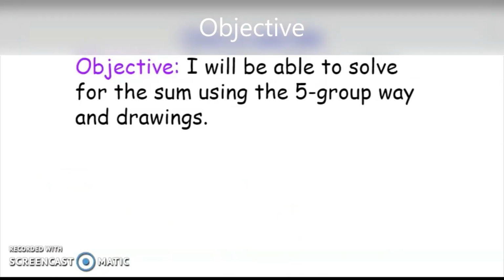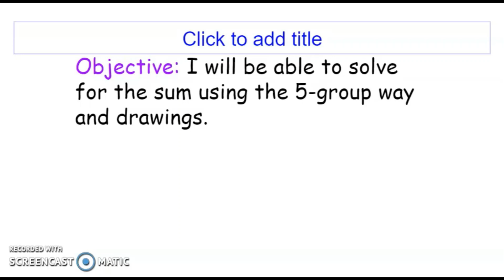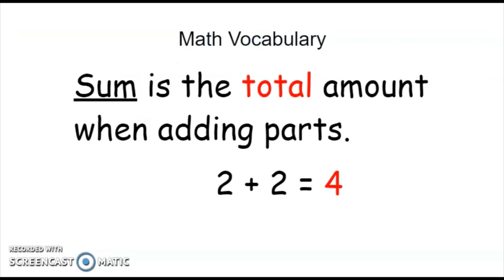Today's objective: I will be able to solve for the sum using the 5 group way and drawings. Now you might have forgotten what sum means, so let's review that. Sum is the total amount when adding parts. So this is a part, total, or whole.